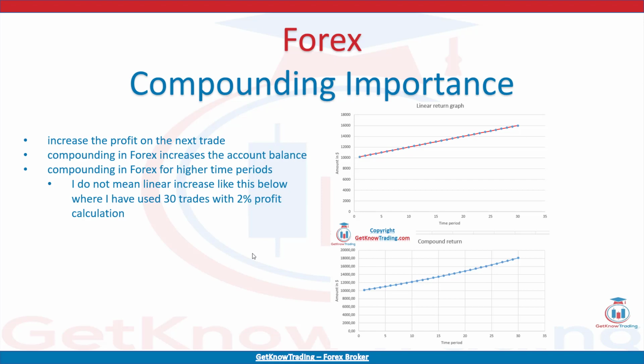Now, where is the importance of a Forex compounding calculator? As you can see, when you added the profit of the previous trade to the calculation for the next trade, you increase the profit on the next trade, and you use the same percentage of profit. If that is 2%, it stays the same all the time, but the profit increases. Compounding in Forex increases the account balance, so that is why it is important to use it in Forex trading.